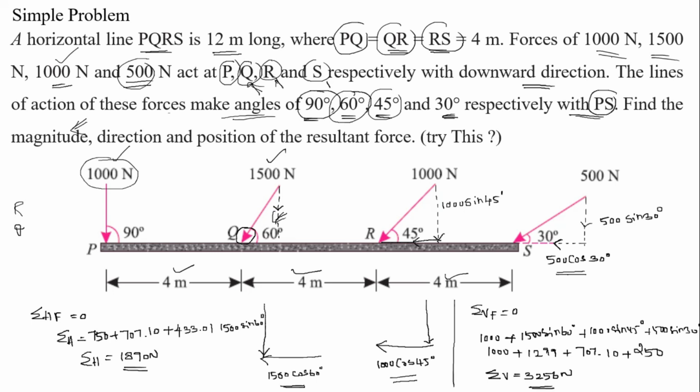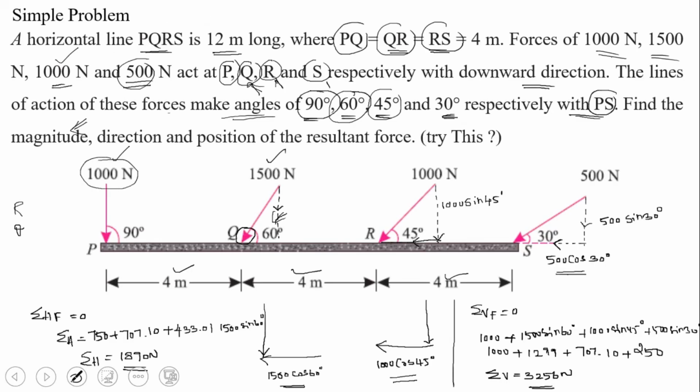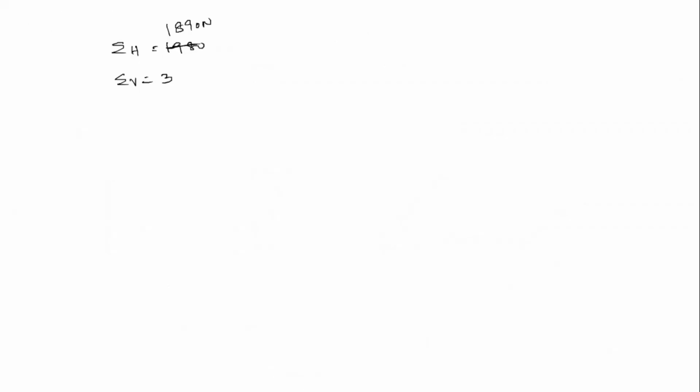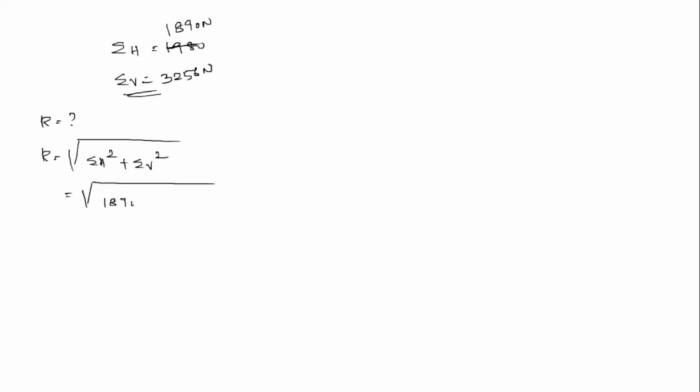So the sum of horizontal forces is equal to 1890 Newton, and the sum of vertical forces is equal to 3256 Newton, right? So now we have to find the resultant. We know the formula: R is equal to the root of the sum of horizontal forces squared plus the sum of vertical forces squared, right?